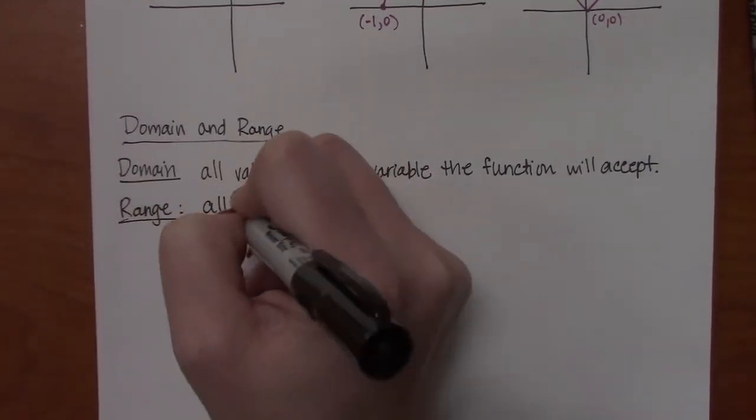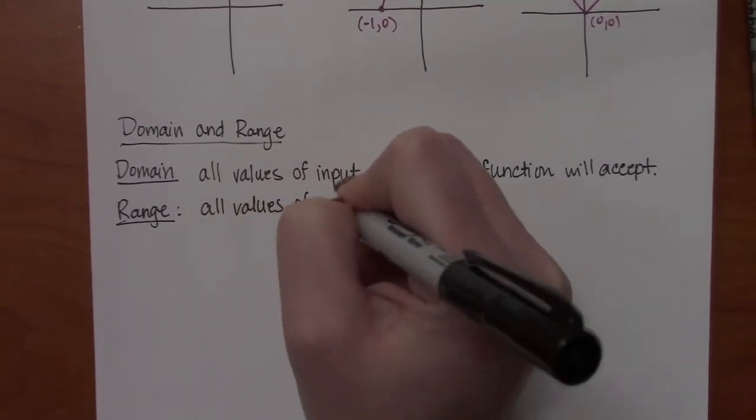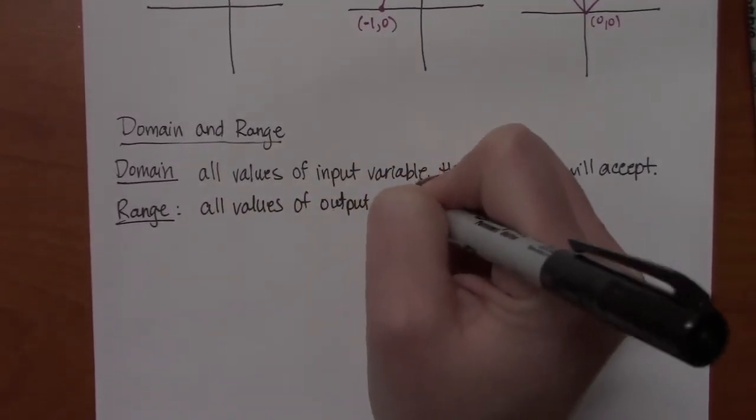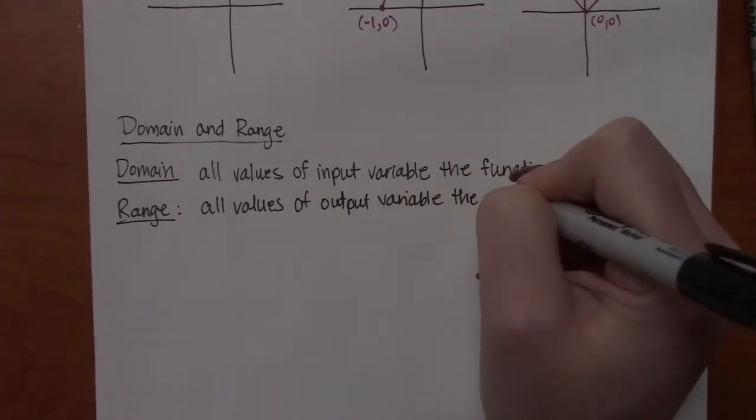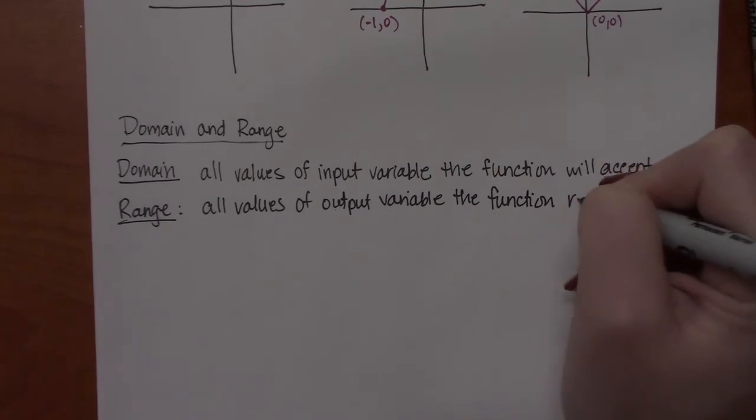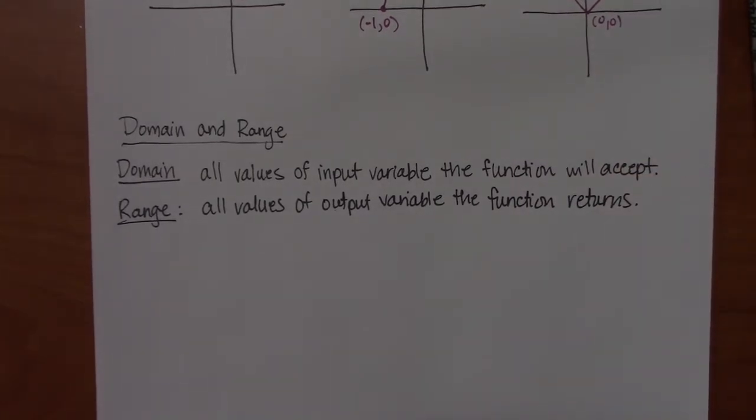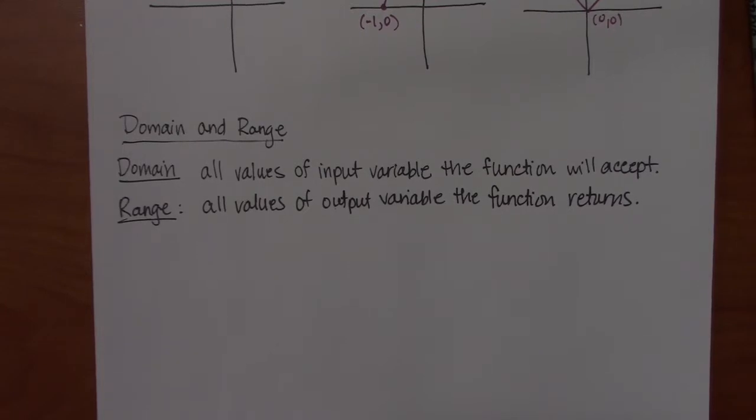The range is all values of the output variable the function returns. If I say, what is the value of f of x when x is 2, then you have to make sure 2 is in the domain before you can plug it in. If I say, when will a function equal 2, then I'm saying when is the y value 2, and you would return the x value. So that value 2 needs to be in the range of the function, or you're not going to get a corresponding x.